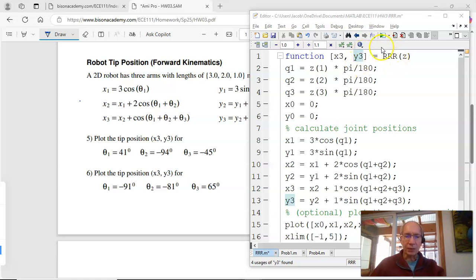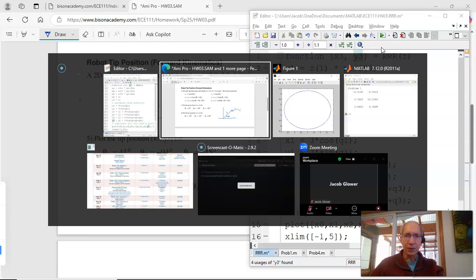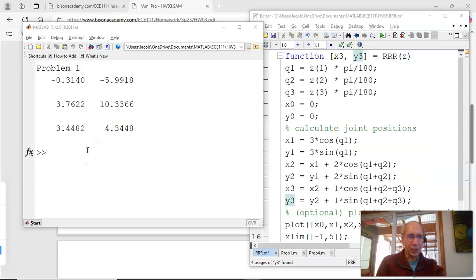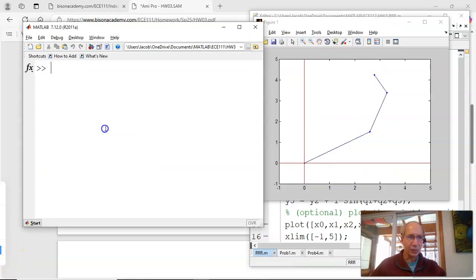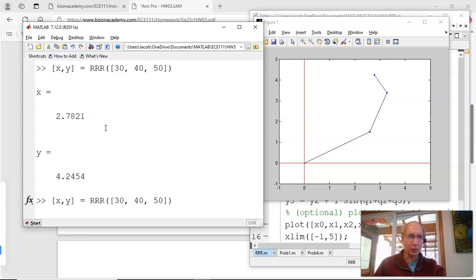You can't run functions directly, but I can call them. From MATLAB, I can say, what is RRR, x, y is RRR of 30 degrees, 40 degrees, 50 degrees. I've got to get the notation right. I pass it as a single matrix. So that's where my robot is. The tip position is at 2.78 meters, 4.24 meters.